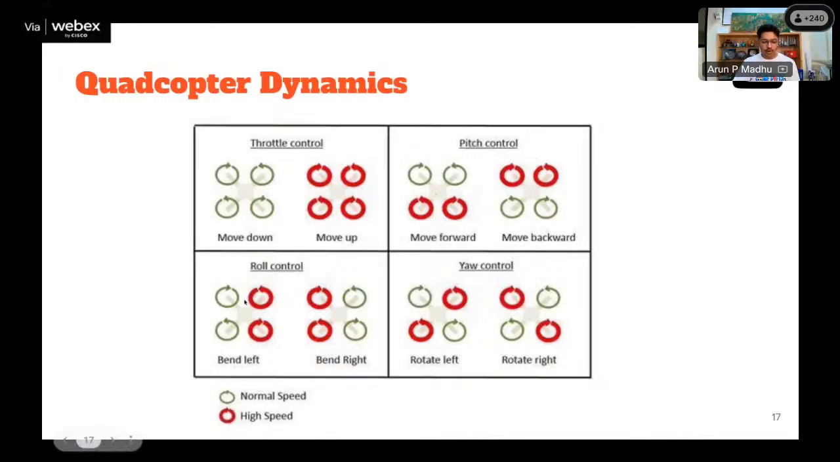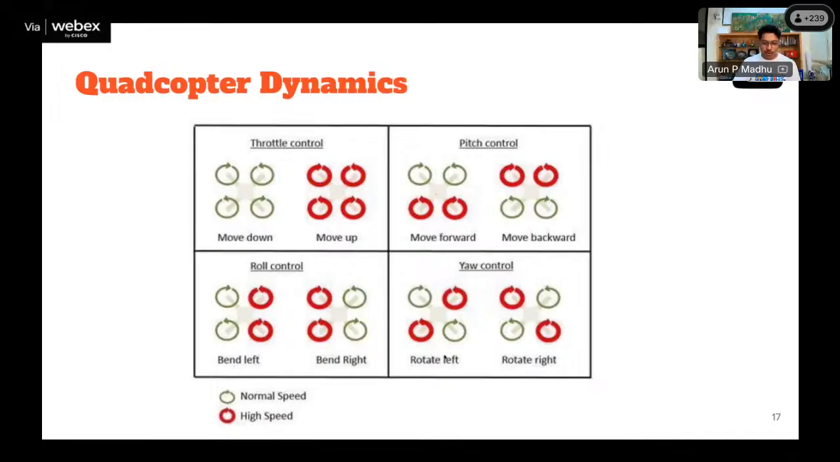Similarly, coming to roll, it is the motion of the drone on the y axis, which is due to rotation about the x axis. Due to rotation about the x axis, the drone will move on the y axis, so a side to side motion. To move left, you increase the velocity of these two right motors, and to move right, you increase the velocity of these two left motors. That is how roll is achieved. And finally, yaw.